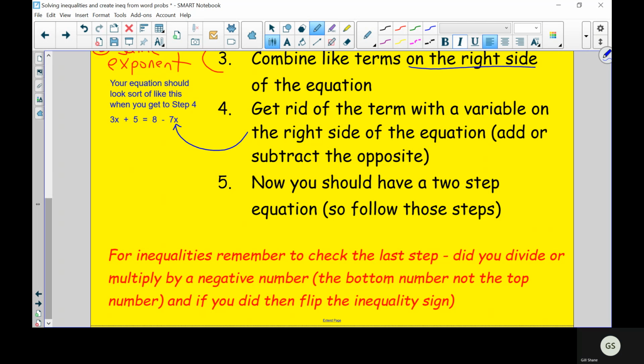1, 2, let's go with 8, 5, and we'll go with 11 and 12.